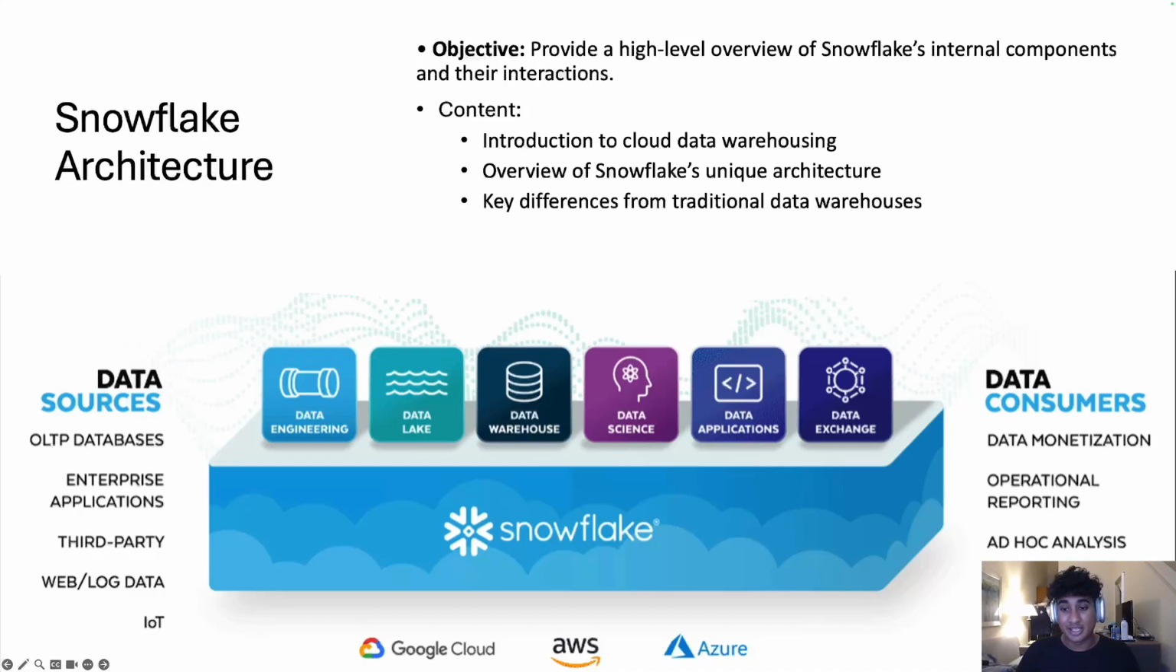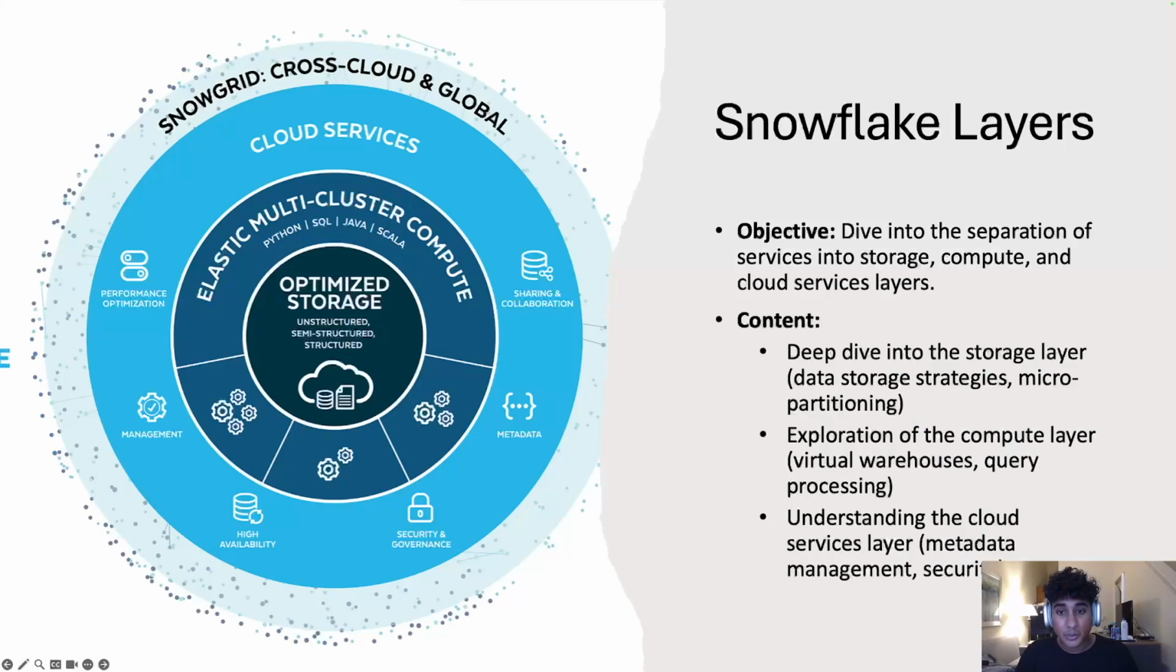Understanding this will set a solid foundation as we continue exploring Snowflake's unique features and capabilities. In the next chapter, we'll dive into the core layers of Snowflake. There are the storage layer, compute layer, and cloud services layer. Each of these layers plays a distinct role, and together they make Snowflake the high performance platform it's known to be. So let's start off with the storage layer.